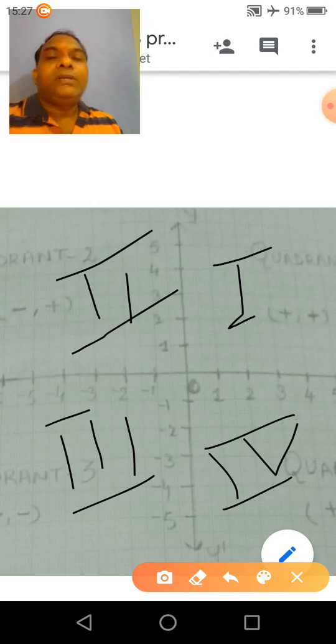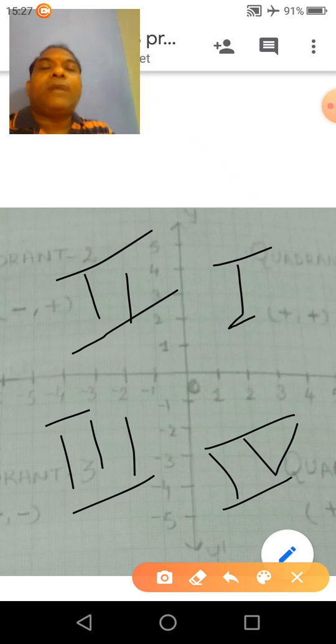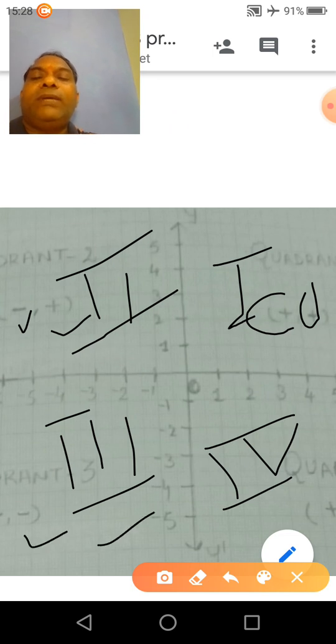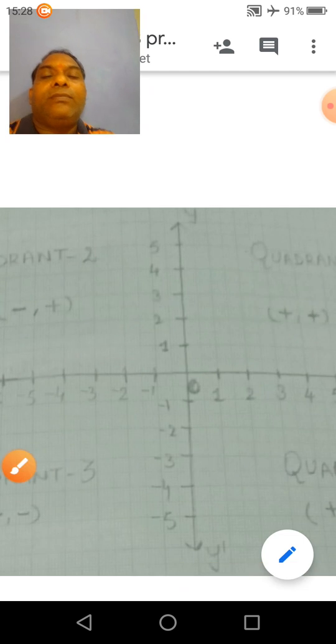Clear? Now in first quadrant, x and y will be positive. In second quadrant, x will be negative and y will be positive. And in third quadrant, both x and y will be negative. And in fourth quadrant, x will be positive and y will be negative. Clear?